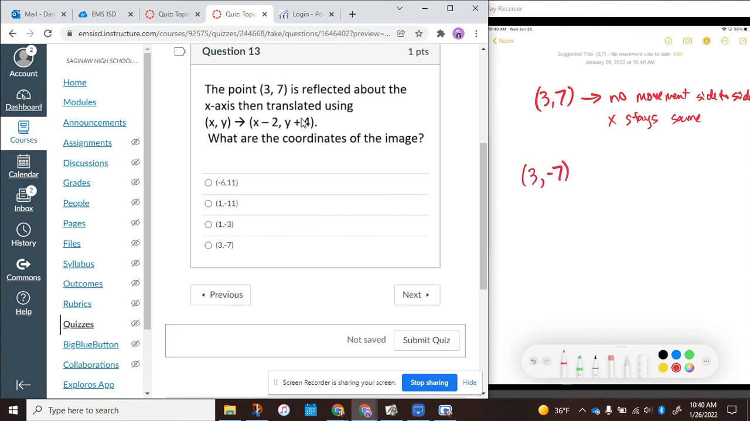That's our first transformation. After we've done that, it tells us that there is a translation. That's our first change right there. Our second change is a translation where we take the x values and subtract 2, and the y values and add 4. So if we're subtracting 2 from the x, it becomes 1. If we add 4 to the y, it becomes -3. And there we go. +1, -3.